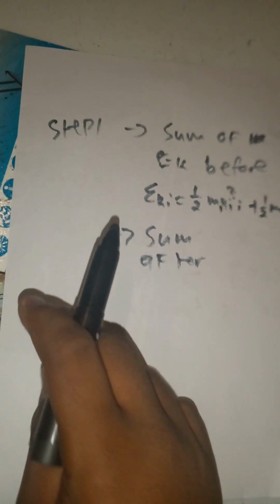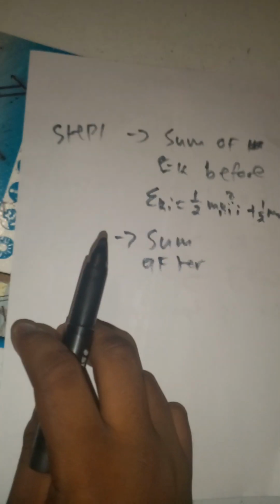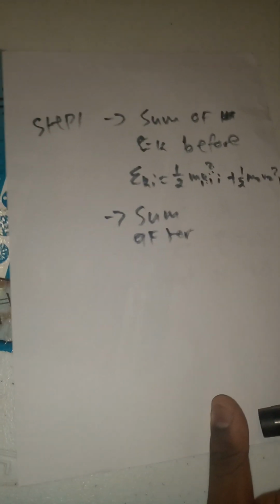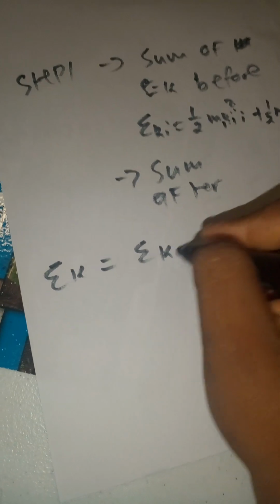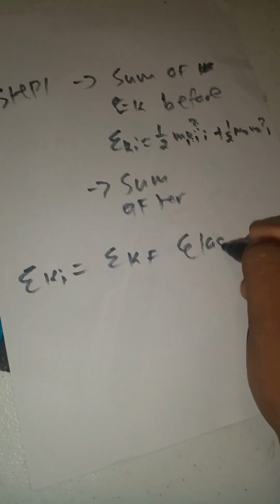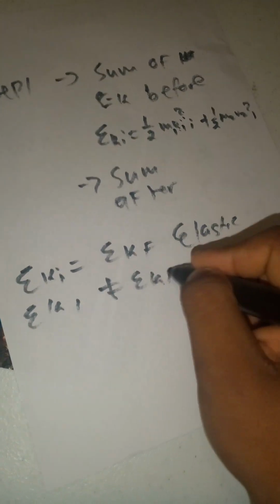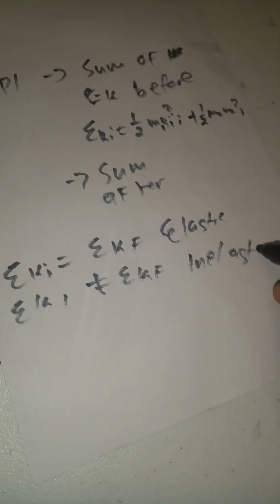After that you compare them. If the kinetic energy initially is equal to the kinetic energy after the collision, it means it is elastic. If the kinetic energy before the collision is not equal to the kinetic energy after, it means it is inelastic. So EKi equals EKf is elastic. EKi not equal to EKf is inelastic. Those are the things you have to know.